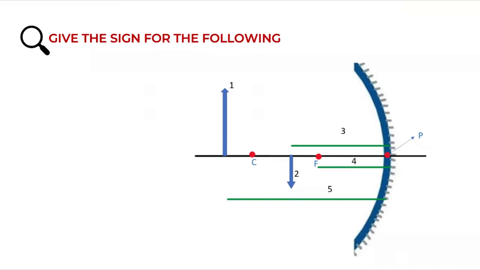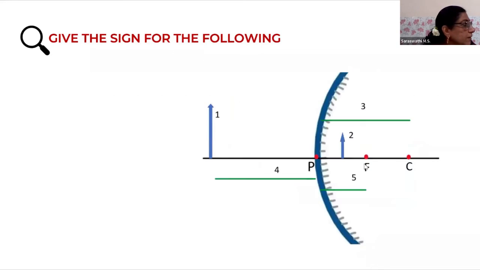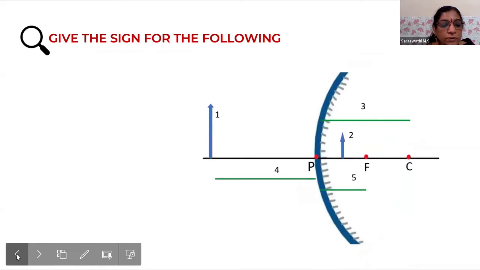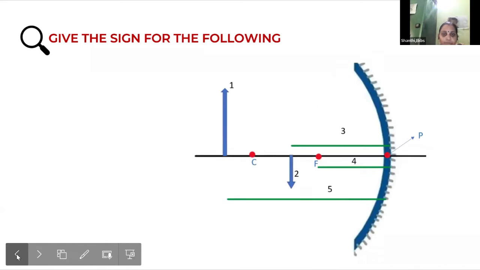It is the distance between the image and the pole, the image distance, because you cannot keep any object upside down. The object is always kept erect. What about 4? Change the diagram. What is 4?